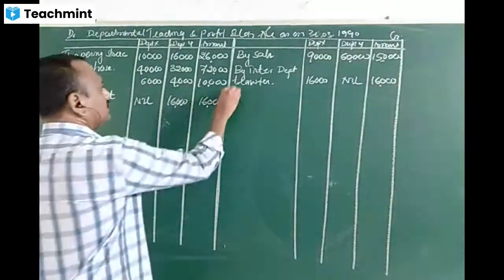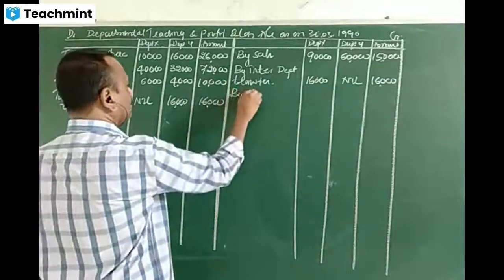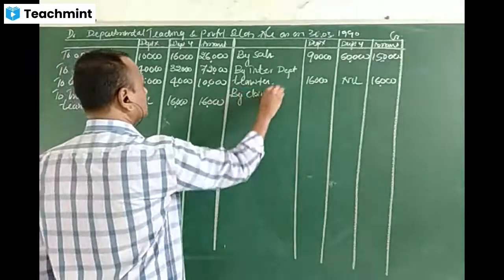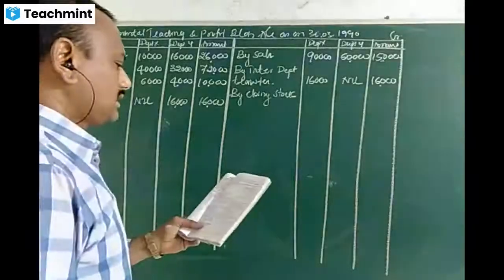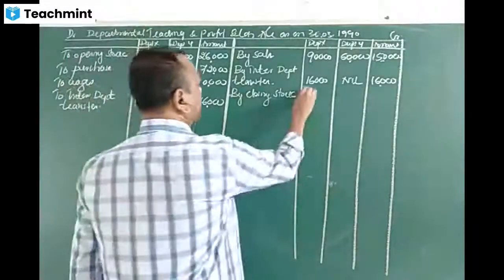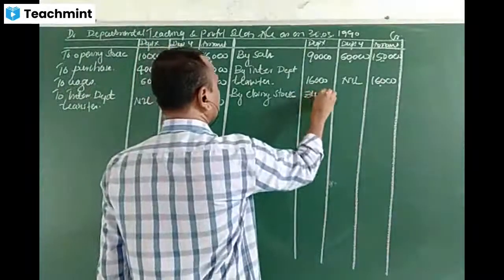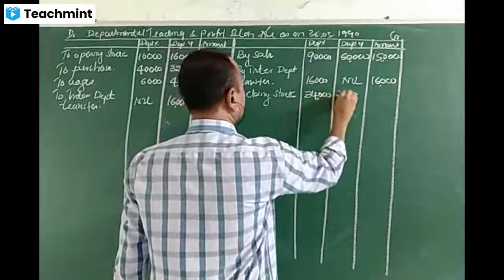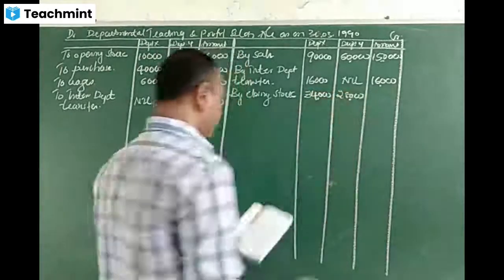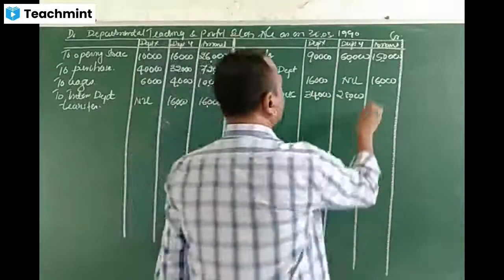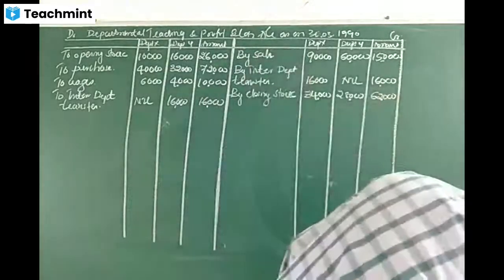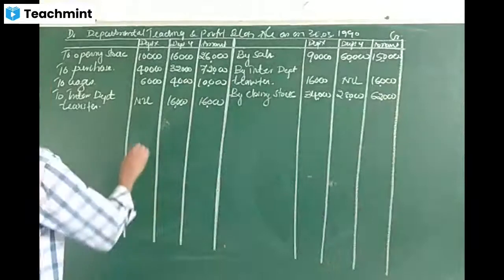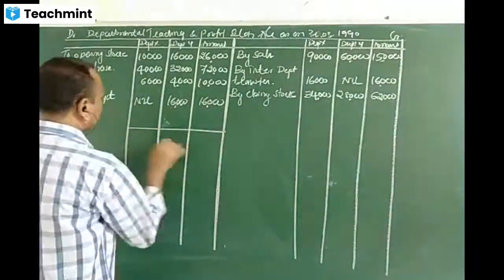After that we have to enter closing stock. The closing stock is 34,000 and 28,000, total is 62,000. So total both sides.